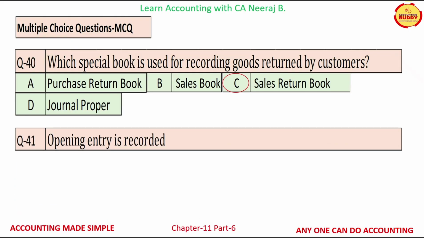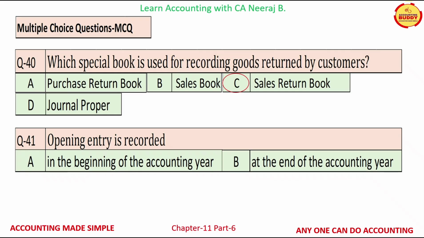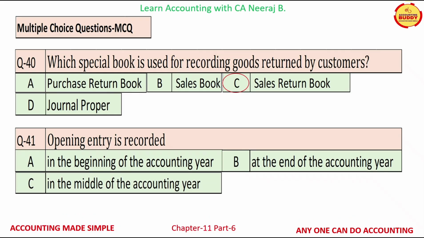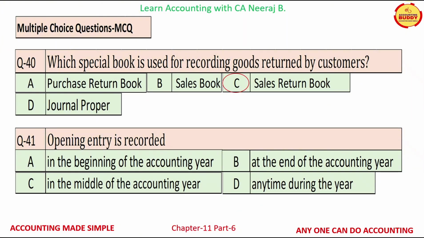Question number 41 is opening entry is recorded, and the available options are option A, in the beginning of the accounting year, option B, at the end of the accounting year, option C, in the middle of the accounting year, and option D, anytime during the year. And the correct answer is option A, in the beginning of the accounting year.